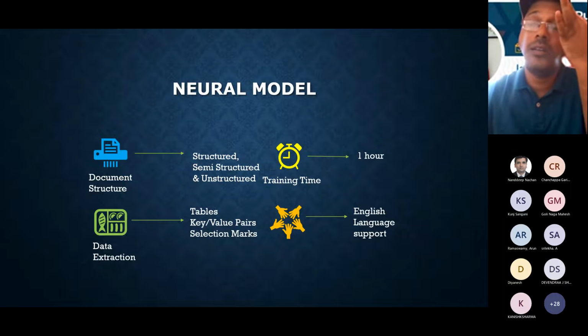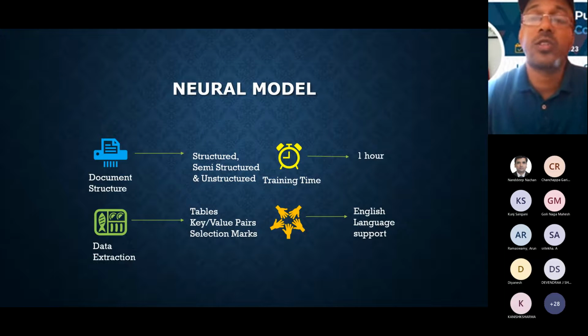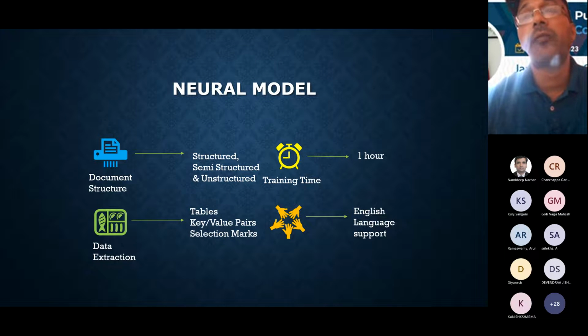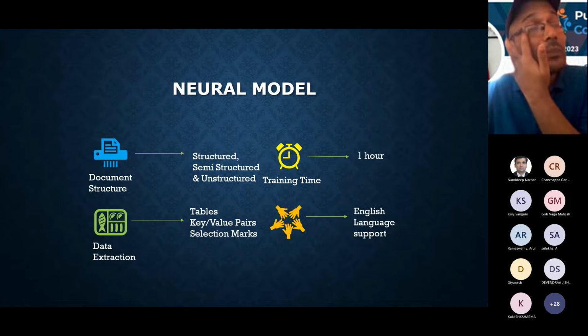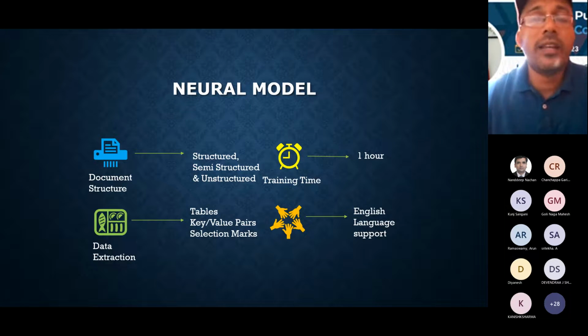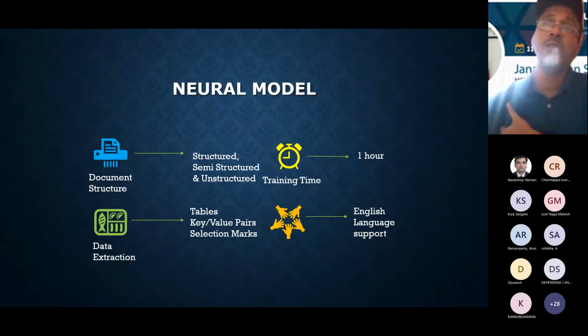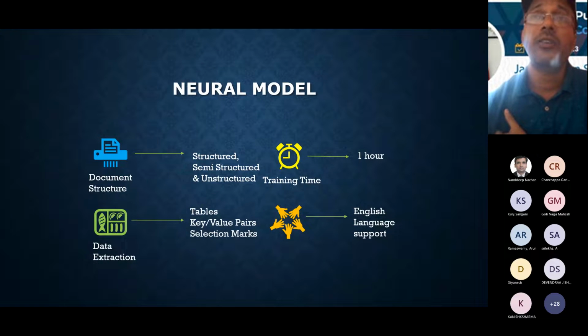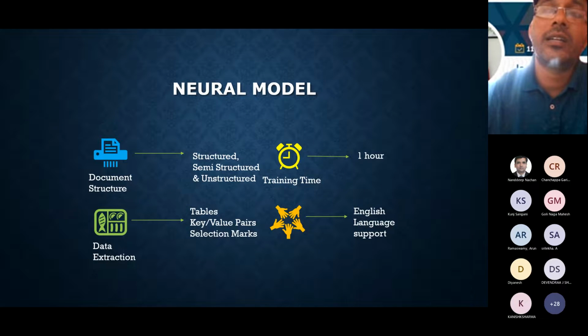In the neural model, one is the training time is huge. It's like 1 hour it is going to train. And the only language supported under the neural model is English. And the other part, with respect to data extraction, you can extract tables, key value pairs, selection marks, but there is no signature. But the beauty of this neural model is that you can process even unstructured data as well as semi-structured data, which is not there in the custom template model.